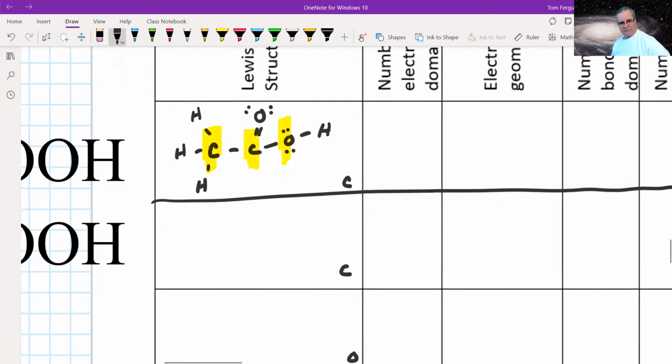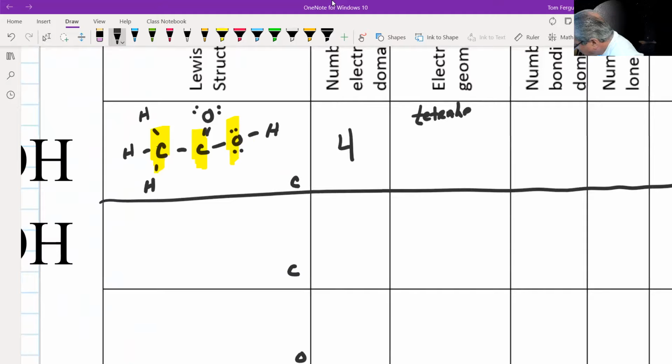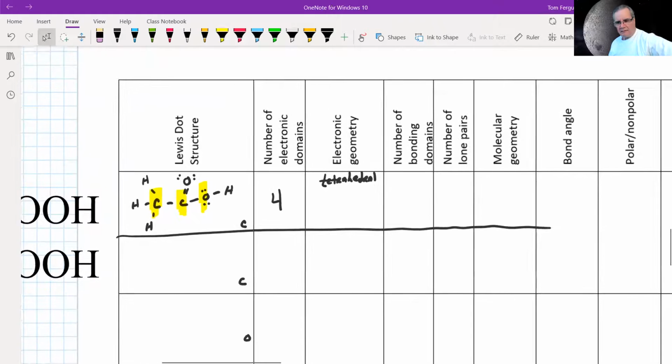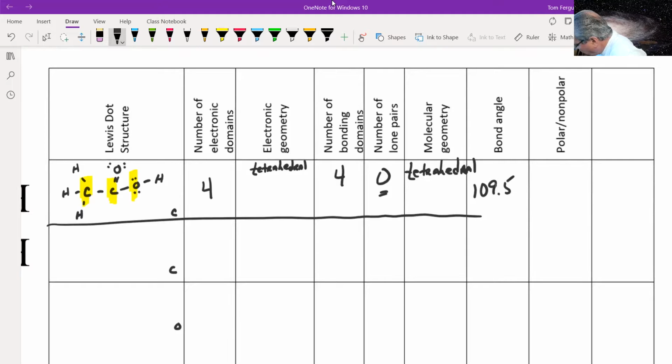Okay, so let's take the carbon on the left. That's going to have 4 electron domains. That means electron geometry is tetrahedral. The bonding domains are 4 and 0 lone pairs. Now this is the leftmost carbon. So that means the molecular geometry is going to be tetrahedral again, because that's 0. So the bond angle is 109.5 degrees.